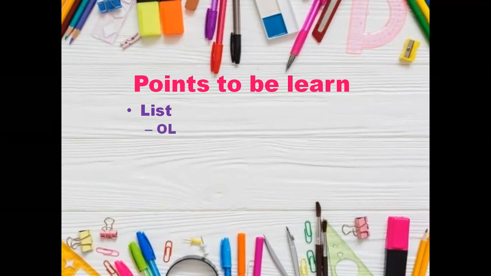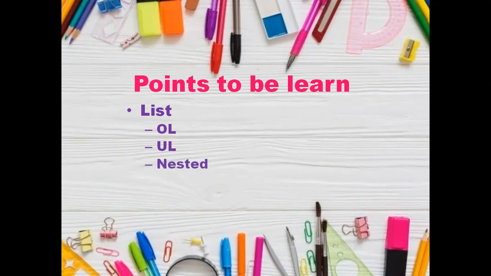So first, OL. OL stands for ordered list. UL stands for unordered list. What is the difference between ordered and unordered? An ordered list will come with numbers 1, 2, 3, 4 or A, B, C, D, in sequence. In an unordered list, there won't be any number series, there will be only points. When we do the practical, you will understand more clearly.